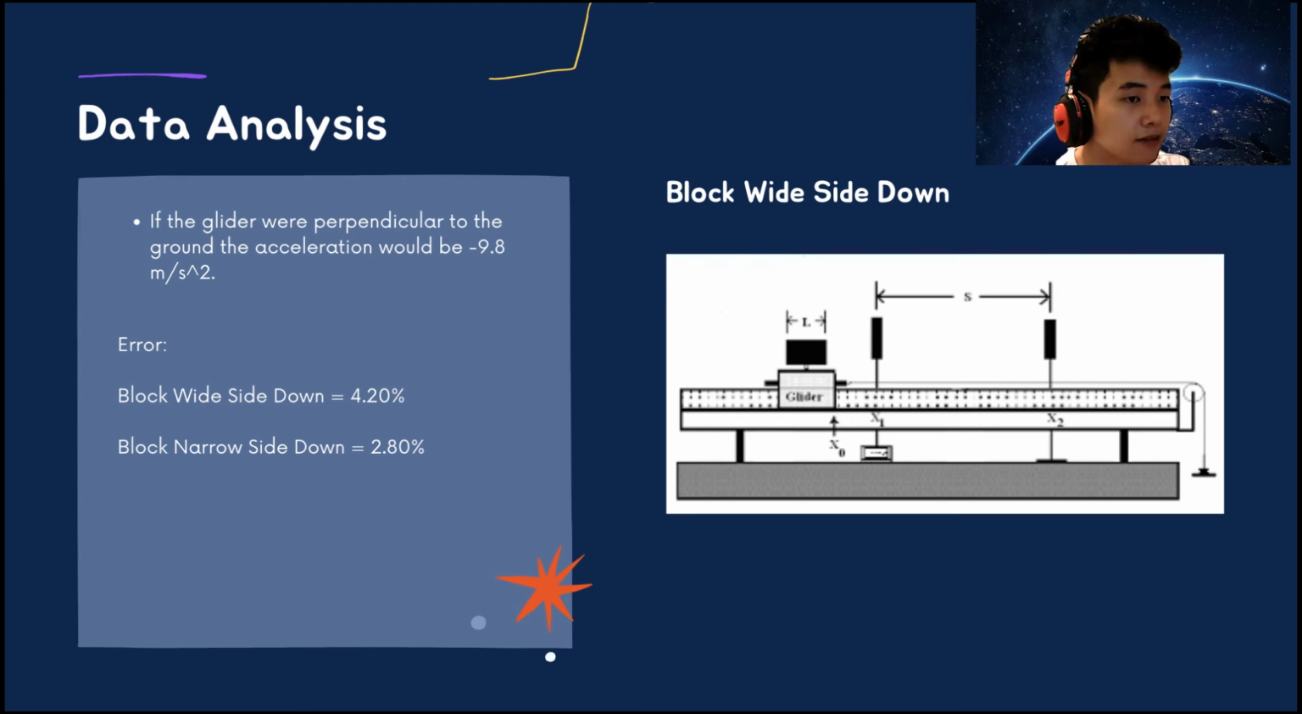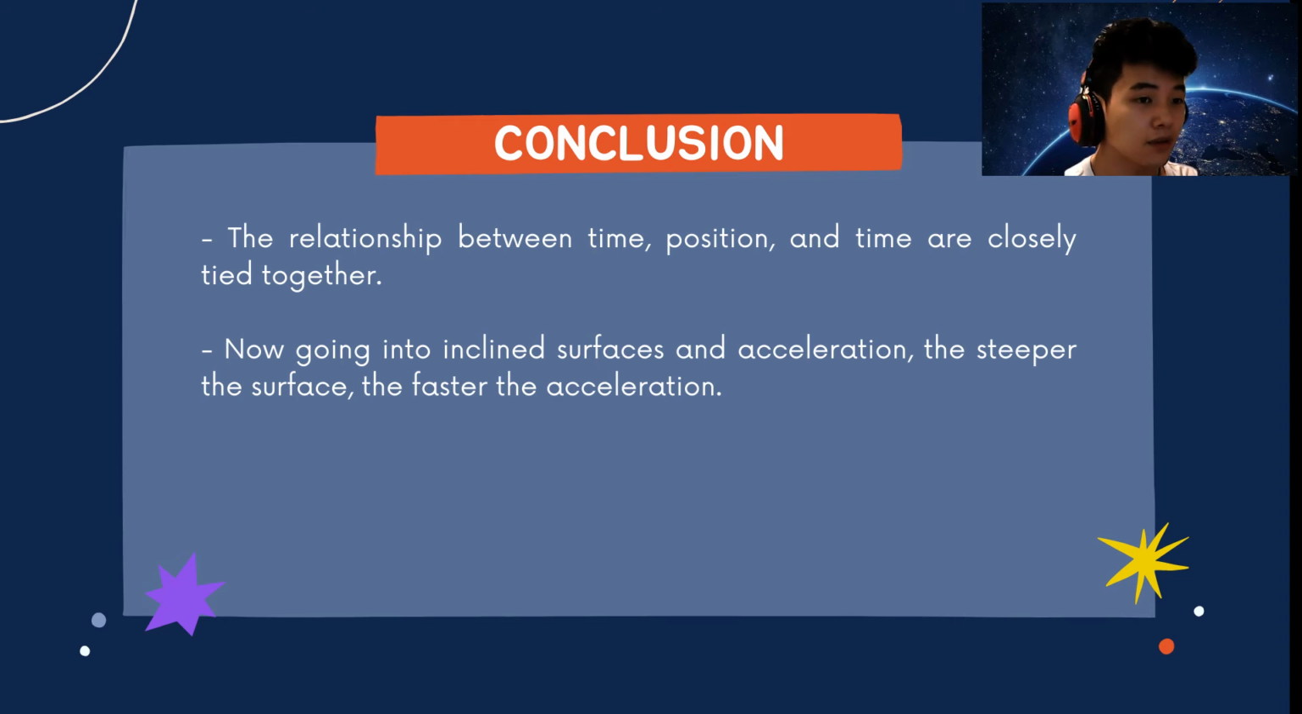For the block wide side down, our error would be 4.20%, and for the narrow side down, our error would be 2.80%. This experiment tackles the concept of uniformly accelerated motion. As we saw in the experiment, the object was uniformly accelerating because there was no other force other than weight interacting with it, as we know that the air track was negating the frictional force.